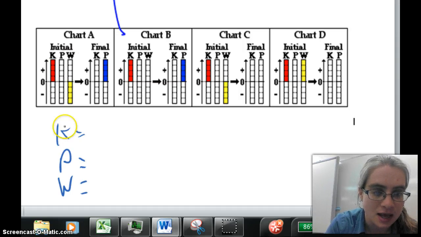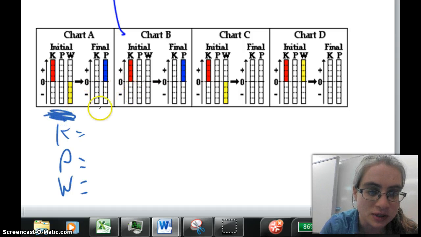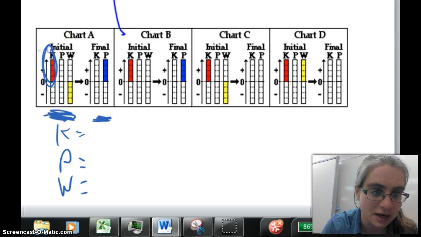Okay, and that is the beginning system. The initial system is what's happening here. Okay, the final system is what's happening here. So kinetic and potential are what the situation is at the beginning, and then this is what the situation is at the end. So here we have a lot of kinetic energy. Okay, we have a lot of kinetic energy.